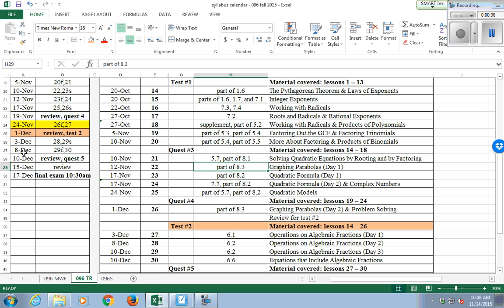25, quadratic models. Yeah, we're going to do some more quadratic models today with 26. Everything from quest 3 and quest 4 and class 26. So one more lesson, and we're going to do some of that today, class 26.